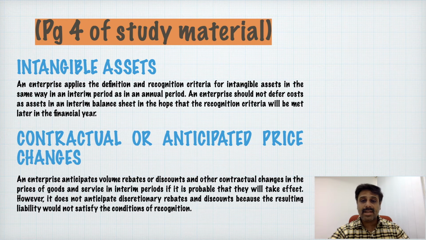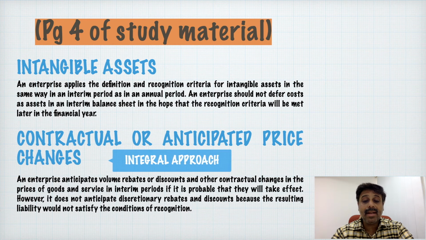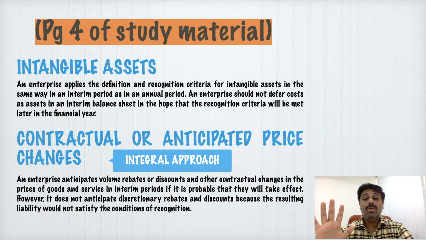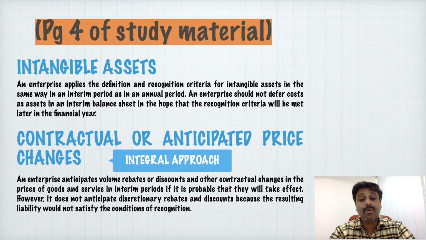But if it is on a discretionary basis, some people you give the discount on the basis of terms and relations when asked for the discount. Such discounts should not be taken in the respective quarter until and unless they occur. It means here we follow which approach? Integral approach. Why integral approach? Because in quarter 1, we take the discount of quarter 2 also. And we make a provision because we know it's a repeated order. Quarter 2 it is going to take place, so in quarter 1 also we make the provision of the same.